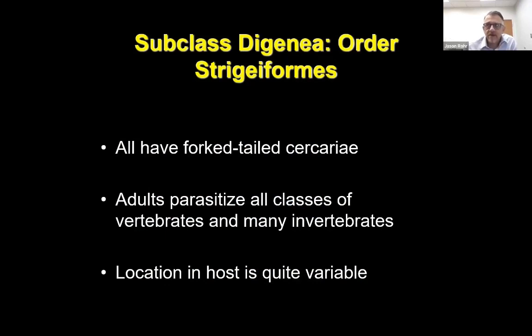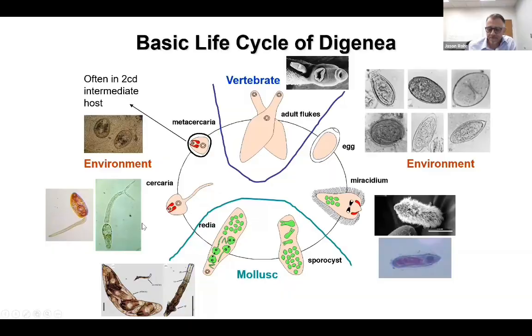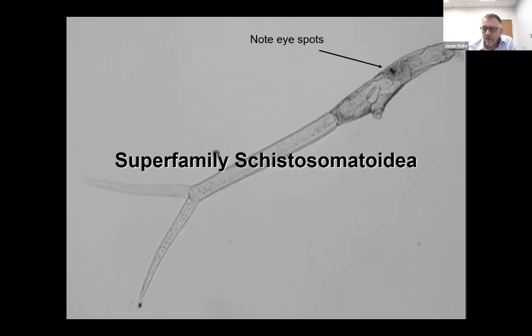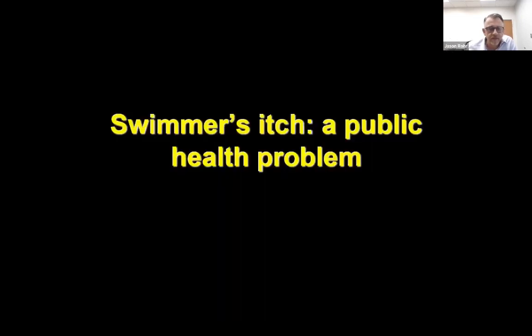So let's talk about the Strigeiformes. That's the group with the schistosomes. All the Strigeiformes have forked-tail cercaria, as shown here. The adults parasitize all classes of vertebrates and many invertebrates, and their location within the host can be quite variable. There are two types of schistosomes that have public health implications. I'll talk about the least important of the two, which is the one that causes swimmer's itch.